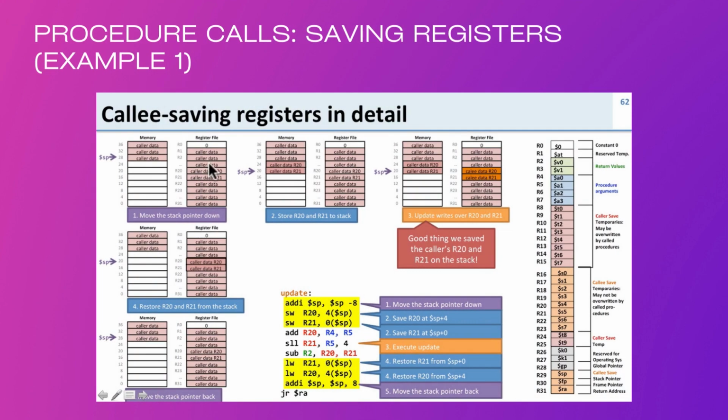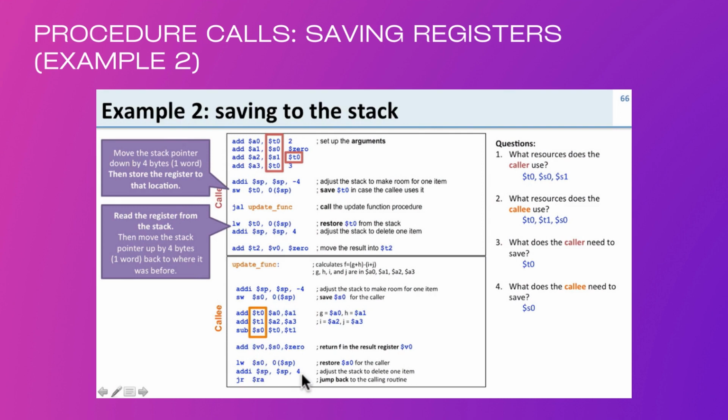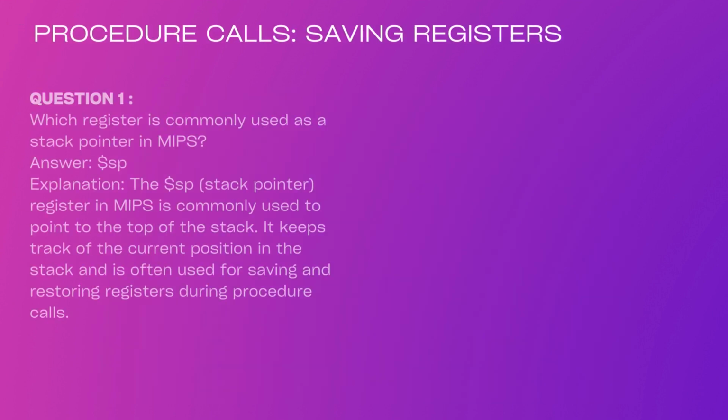Okay, so this is the example of procedure calls saving register. You can look at the screen. And then it's the second example of procedure calls in saving register.